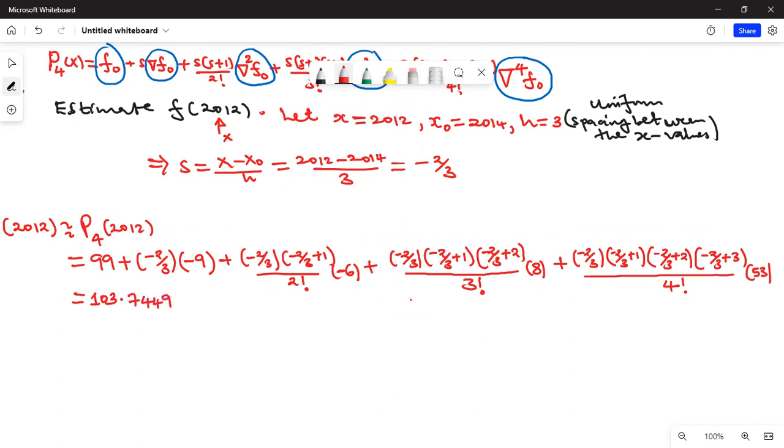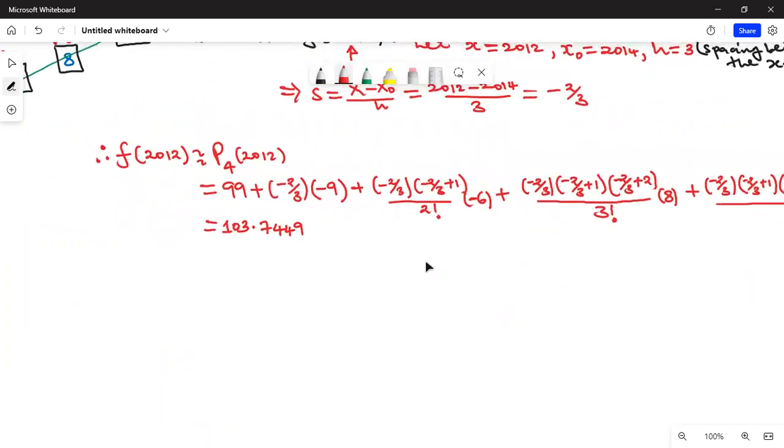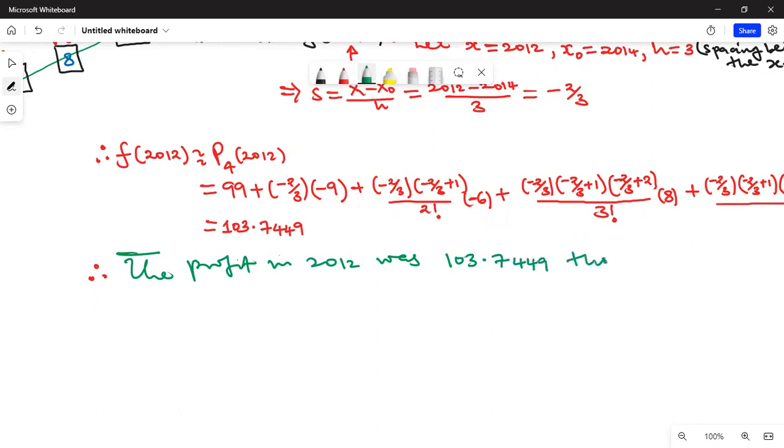Remember, it is in $1,000. So you can just conclude and say that therefore the profit in the year 2012 was 103.7449 thousand dollars.